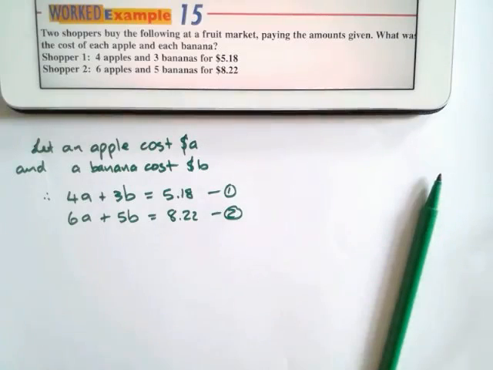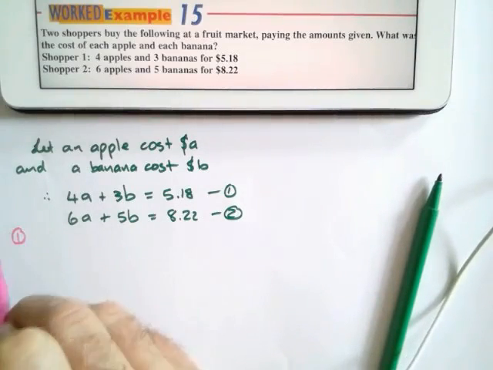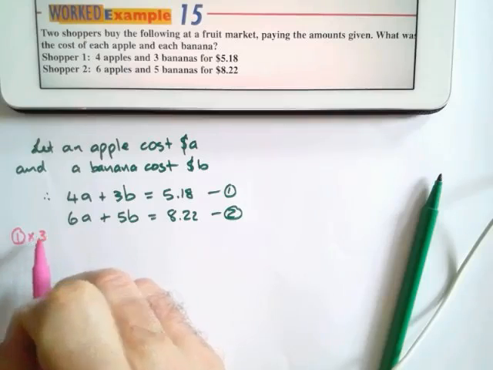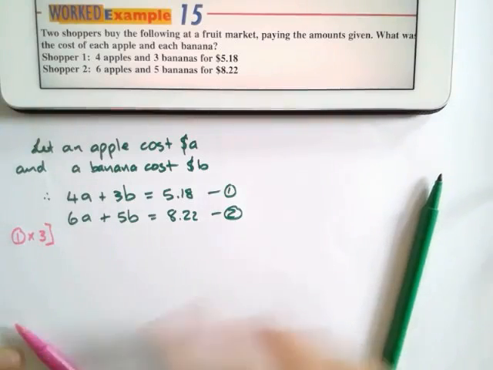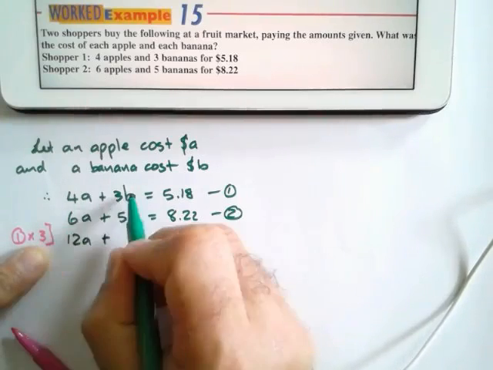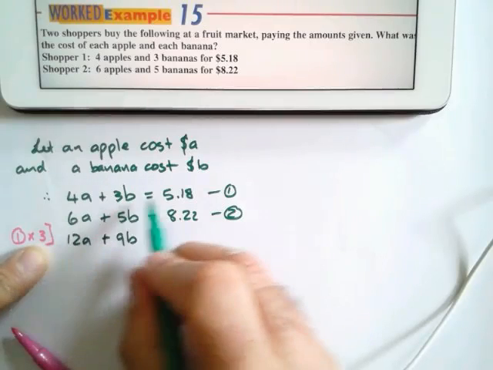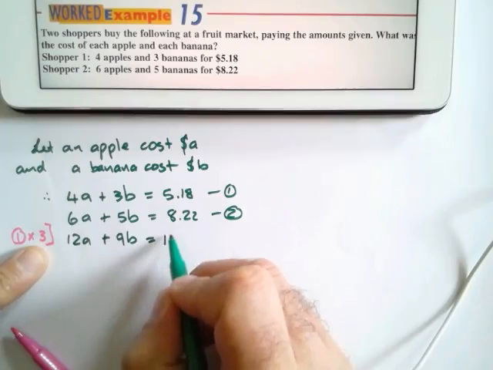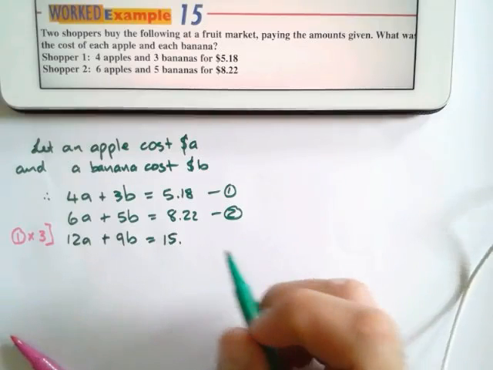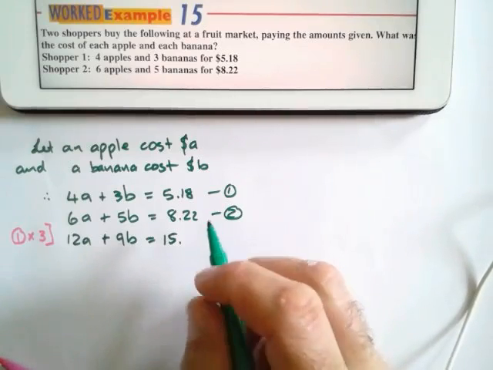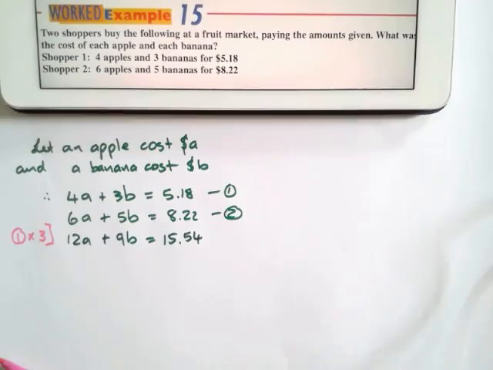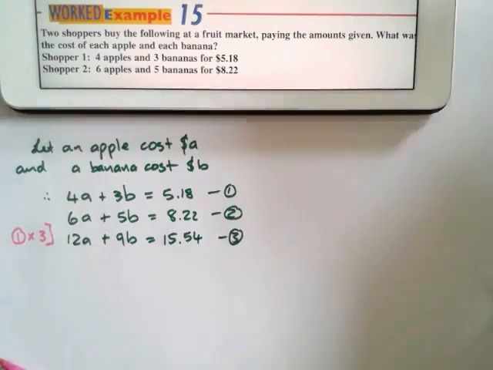So what I'm going to do is take equation 1 and multiply it by 3, because the lowest common multiple is 12. If I do that, I get 3 times 4A is 12A, plus 3 times 3B is 9B, equals 3 times 5.18 which is 15.54, and I'm going to call this equation 3.